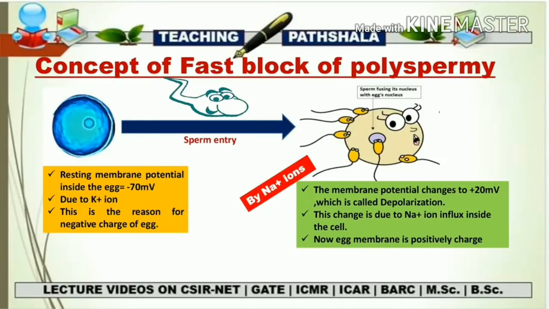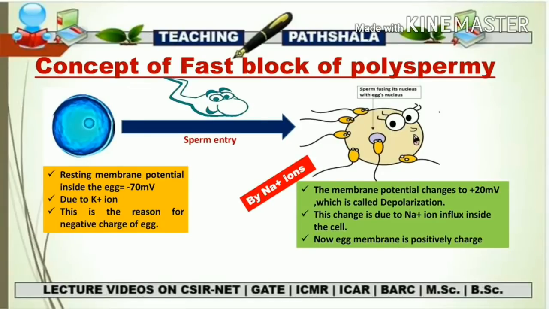Now let's talk about the third concept. Because initially the egg had a negative charge, what is the reason for the sperm binding to this negatively charged egg? So the concept is that the sperm has a positive charge on its surface, which is going to bind to the negatively charged egg. And the main reason behind the positive charge of the sperm is that it has some positively charged amino acids or proteins that give a positive charge to the sperm. And the negative charge of the egg is due to the negative membrane potential, due to the presence of high potassium ion.